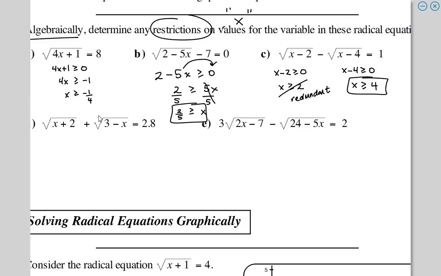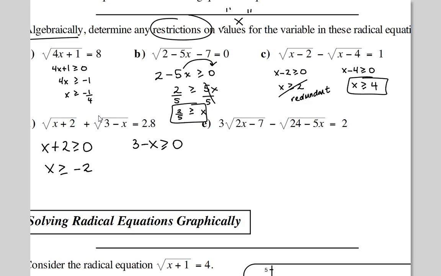Okay, let's look at the next one. x plus 2 has to be greater or equal to 0. 3 minus x has to be greater or equal to 0. So now we have 2 again. So just solve both and then think about it. First one would be x greater or equal to minus 2.